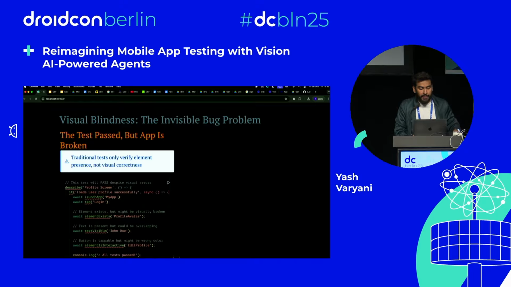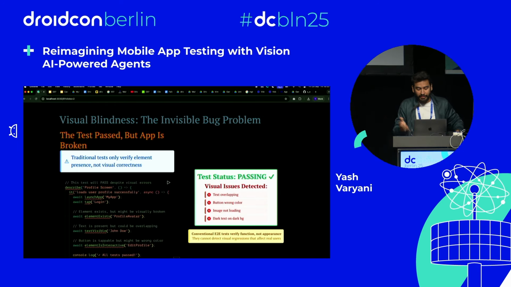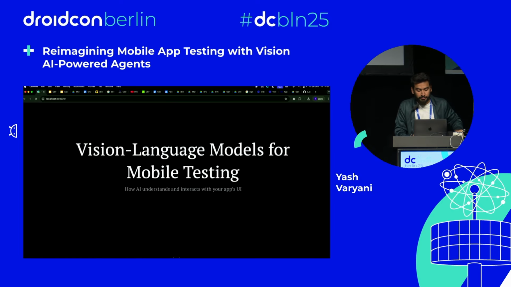Same point. Visual blindness, as we talked about, you might be able to verify that there is a certain profile element there, but you don't know whether the icon shows up as it is, right? So that's the problem with the current frameworks. And like text overlapping, image not loading, all of these will not be caught by your selector-based frameworks until you really write for it.